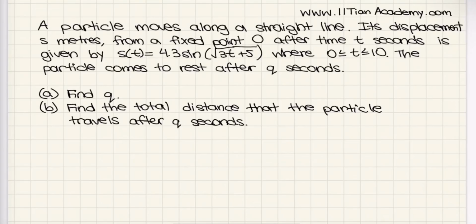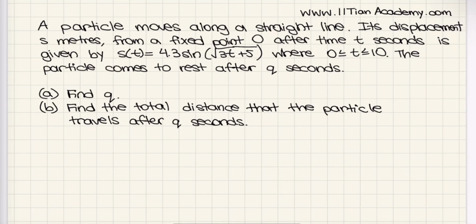A particle moves along a straight line. Its displacement s meters from a fixed point O after time t seconds is given by s of t is equal to 4.3 sine of the square root of 3t plus 5, where t is between 0 and 10. The particle comes to rest after q seconds. Find q. Okay, so let's talk about how we would find q in this case.